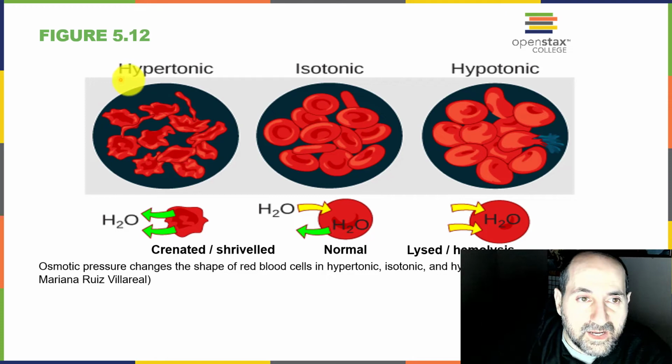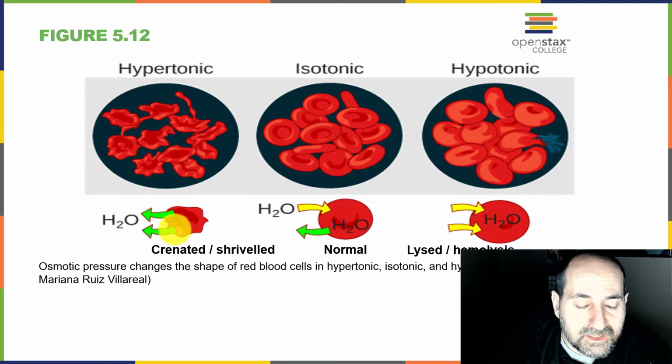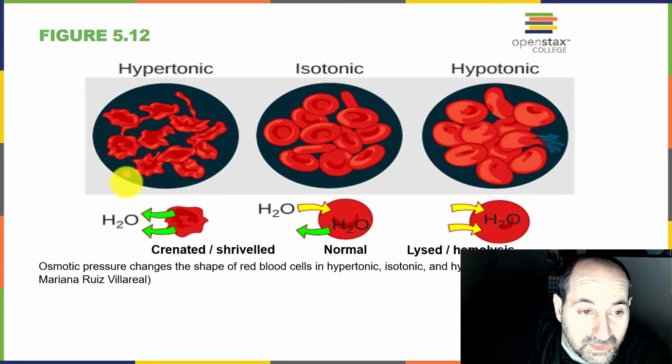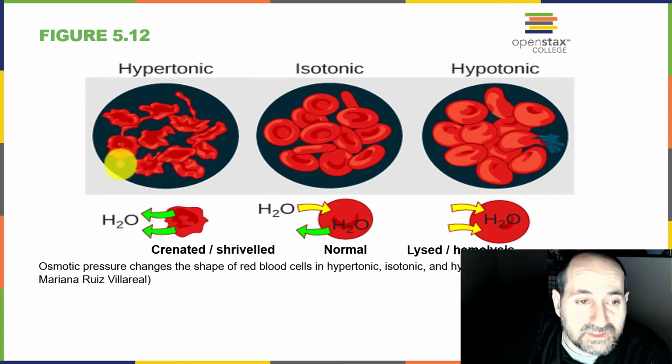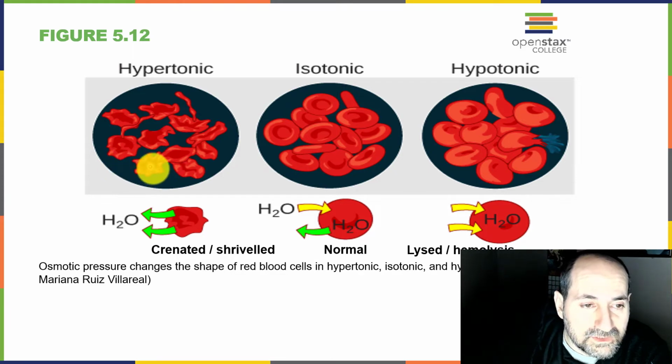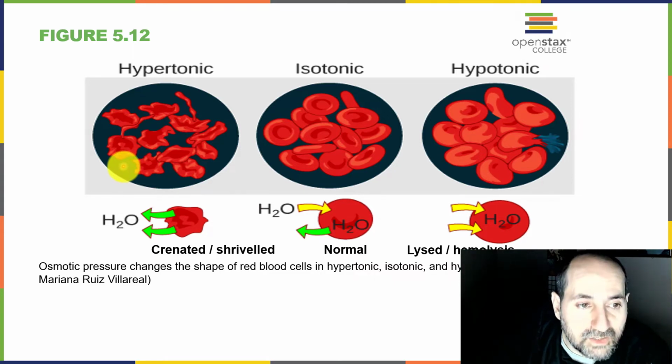Conversely, with hypertonic environments, water rushes out of the cell and the cell becomes all shriveled up, which is called a crenated cell. And why is that? Well, this is because the solute concentration, the saltiness outside of the cell, is higher than inside of the cell. So water diffuses out. Water diffuses from a high concentration of water to a low concentration of water.